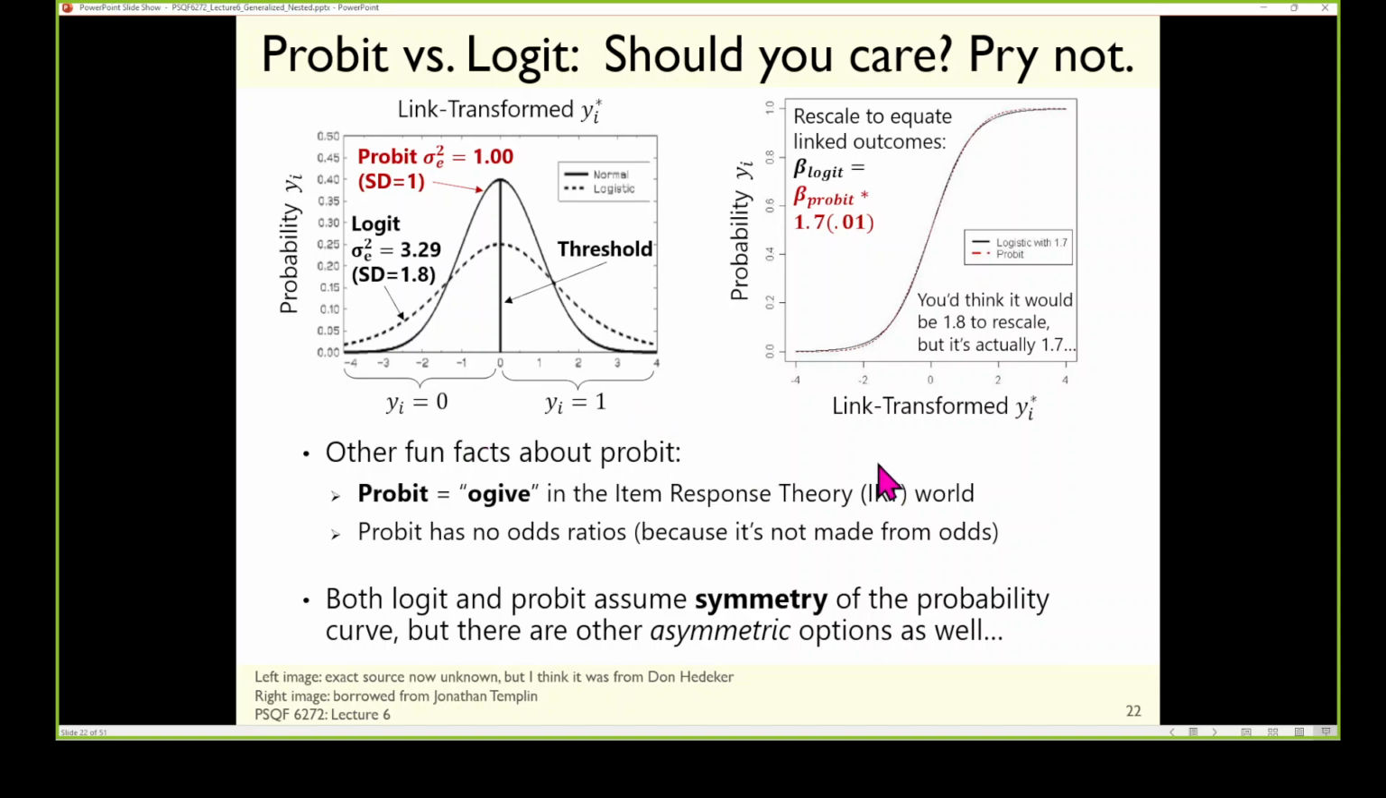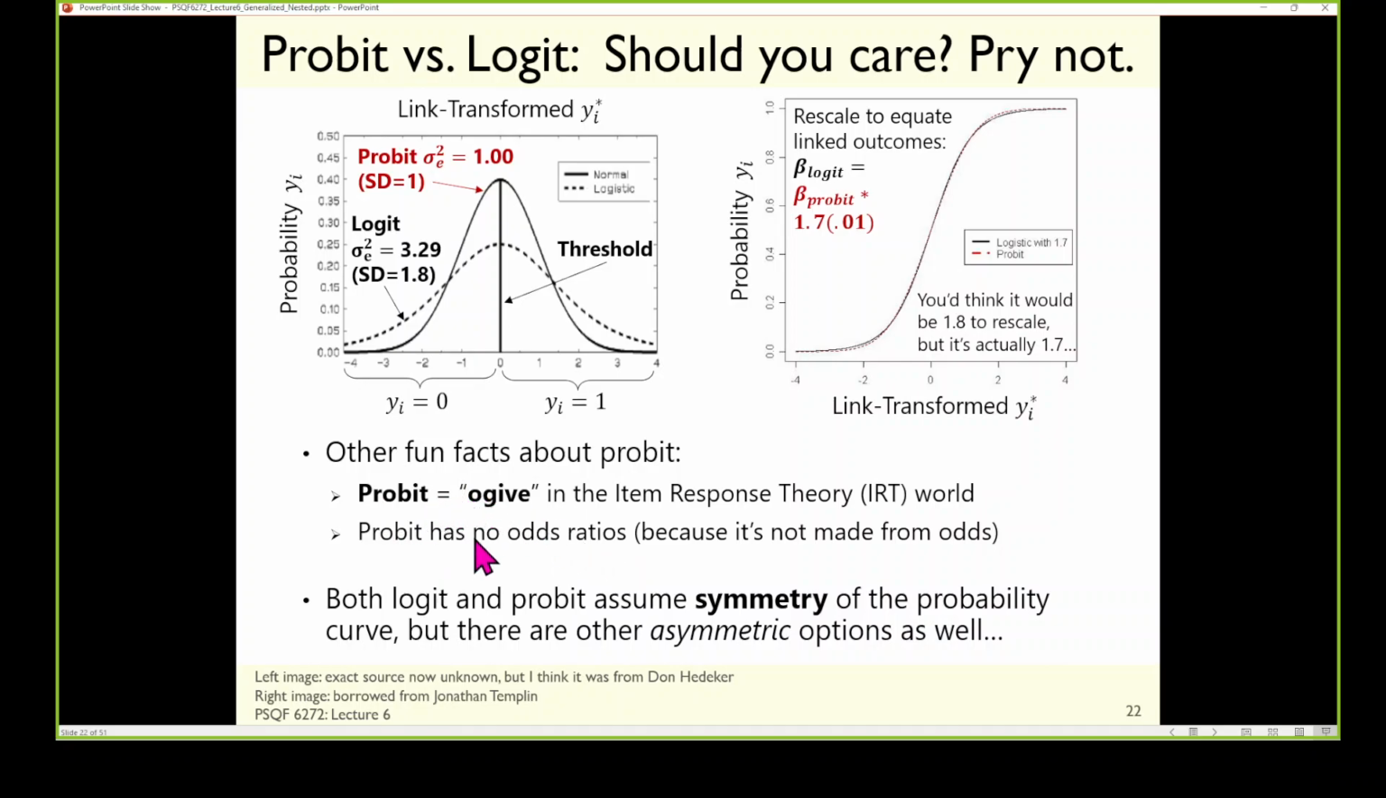Now, why do I mention this at all? Couple reasons. Number one, probit is known as ogive in the world of item response theory. Several of you are going to be taking that class in the spring, and when you talk about normal ogives, I want you to be like, oh, that's probit. I know what that is. Probit does not have odds ratios because it's not made from odds. So if you want to do effect sizes, you've got to do something else in probit land, and I'm not even sure what that would be.